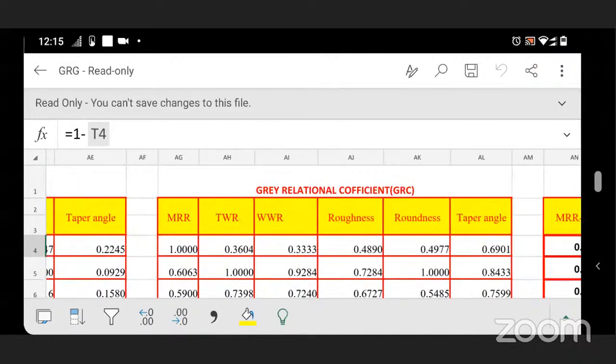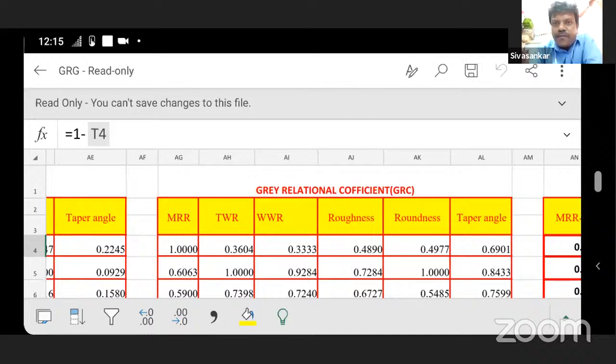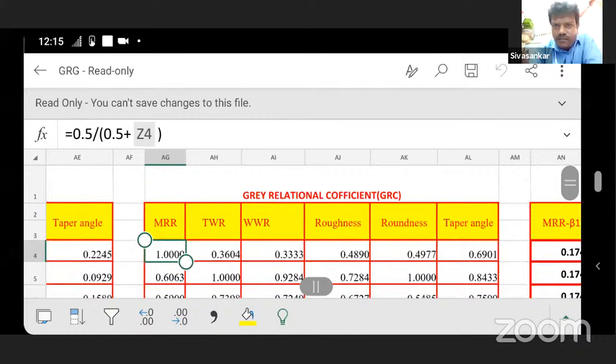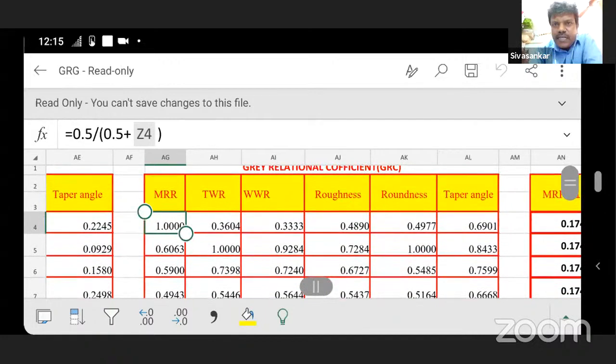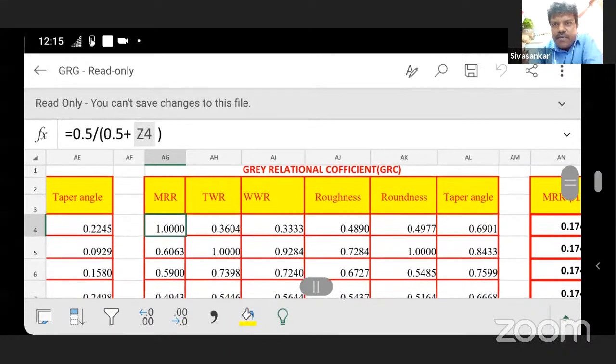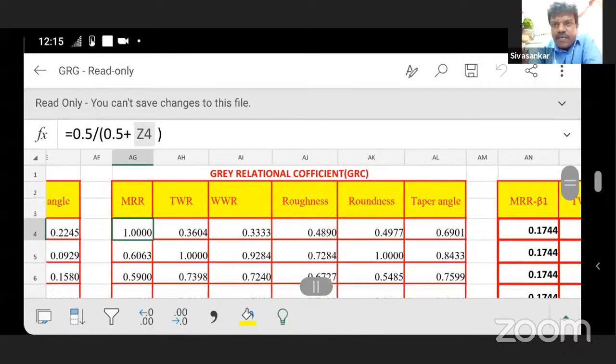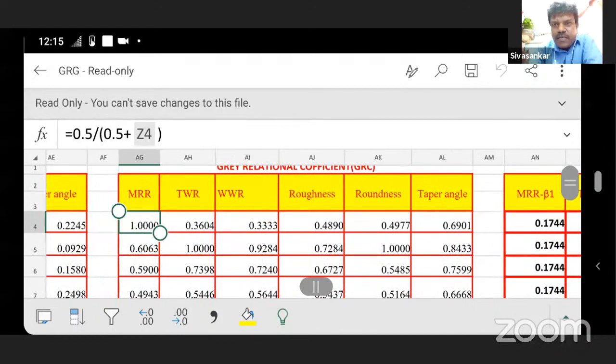So here, that is the gradation coefficient. Please keep in the first cell of MRR. That is nothing but del minimum plus diversification coefficient into del max, that formula we already discussed. Here del minimum is taken as 0 because the normalized values vary from 0 to 1, and del max is taken as 1. Therefore, your formula becomes 0.5 divided by 0.5 plus that particular value. The same equation is true for all 20 values. You please put it in the first cell of TWR, sir.